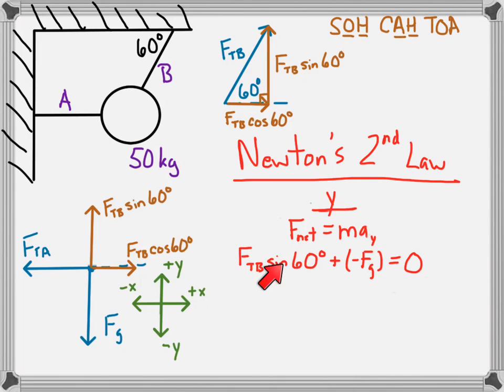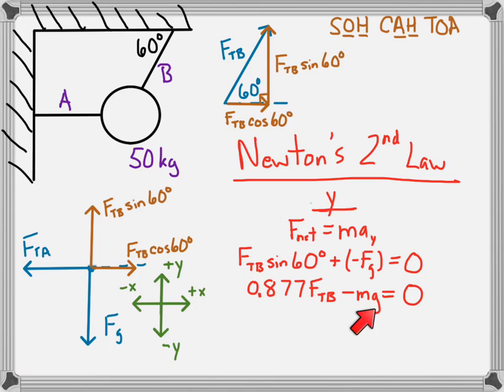Sine of 60 degrees is 0.877. So I can rearrange this, and I can write this as equal to m times g. So I have 0.877 times the tension force minus mg equals 0. I know the mass of the ball, that's 50 kilograms. I know that g is equal to 9.8.